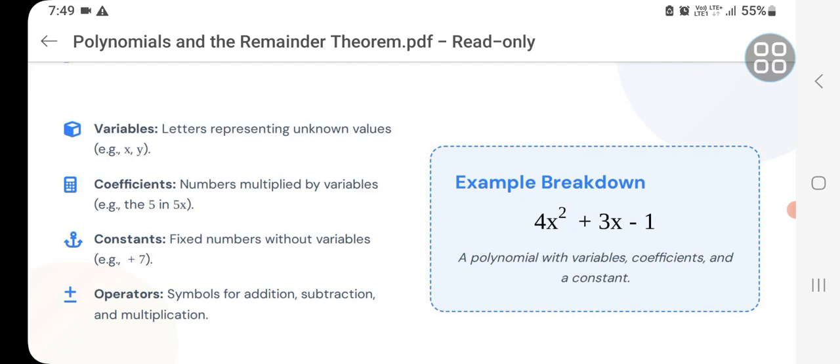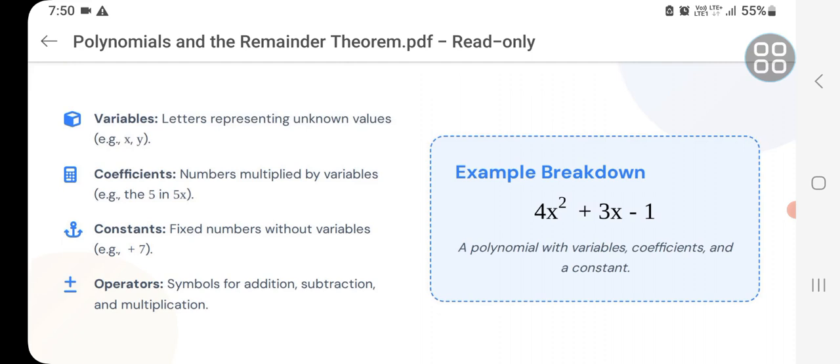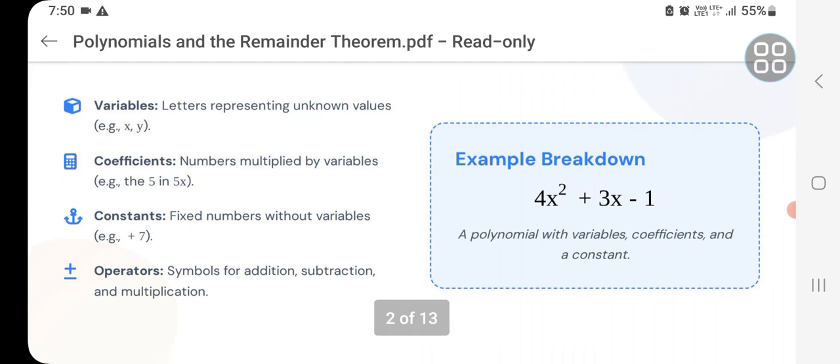Next, coefficients. Numbers multiplied by variables. We already know what a variable is, and we are well known about numbers also. So it will be in the form of 5x, 4x, 7y, 2z like that. The number will be multiplied with the variable. So simply we can say the number before the variable is known as the coefficient. So tell me, in 4x, what is the variable and what is the coefficient? Yes, 4 is the coefficient, x is the variable.